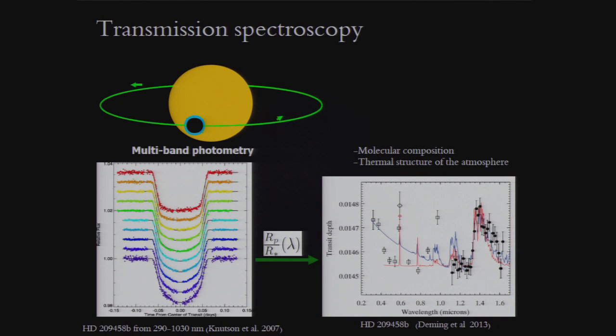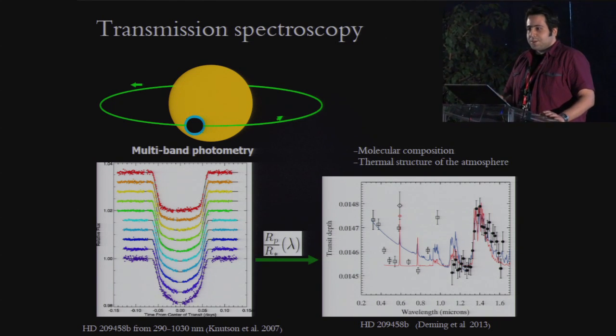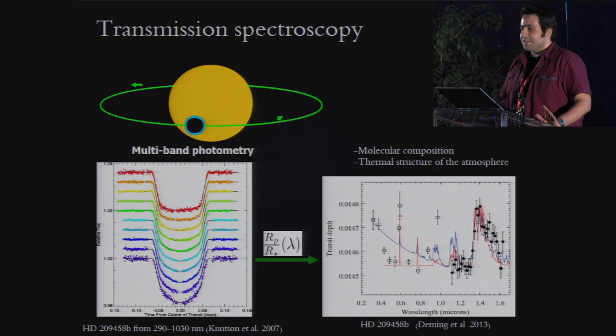So now I will move to transmission spectroscopy. Transmission spectroscopy is one of the most useful methods to study planetary atmospheres, and it's based on observing the transit of the planet at different wavelengths. You determine the planet radius as a function of wavelength, and then you try to interpret it by assuming a planetary atmosphere, and you can constrain the molecular composition or the thermal structure of the atmosphere by interpreting those variations in the planet radius.